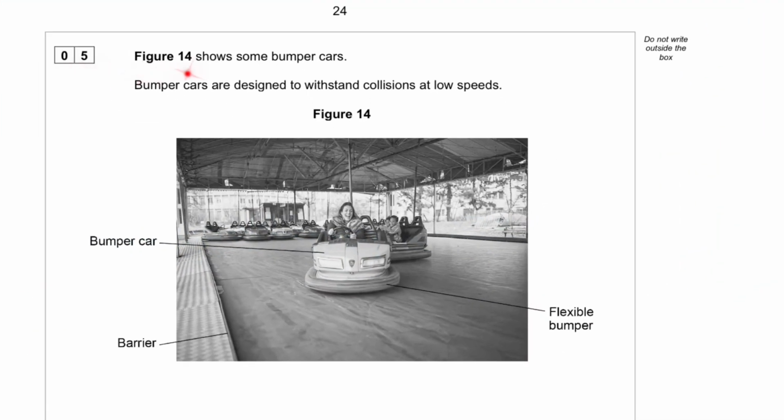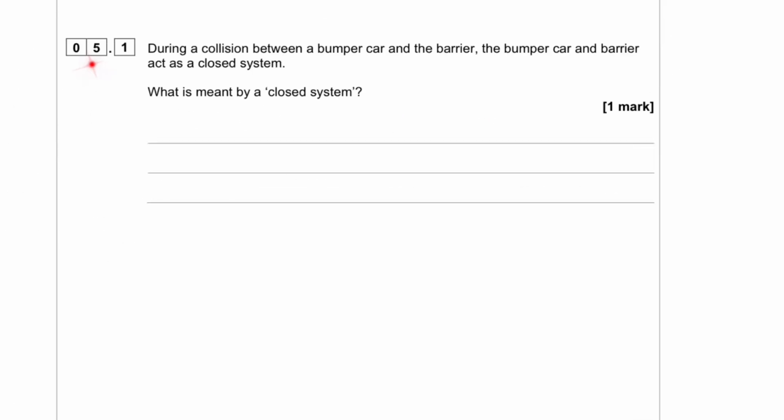Question 5. Figure 14 shows some bumper cars. Bumper cars are designed to withstand collisions at low speed. Question 5.1. During a collision between a bumper car and the barrier, the bumper car and the barrier act as a closed system. What is meant by a closed system?